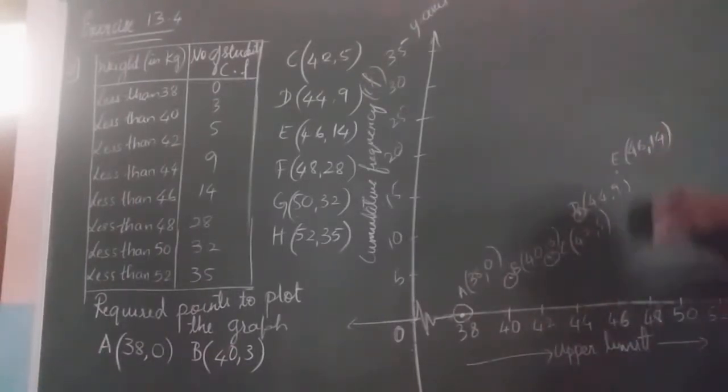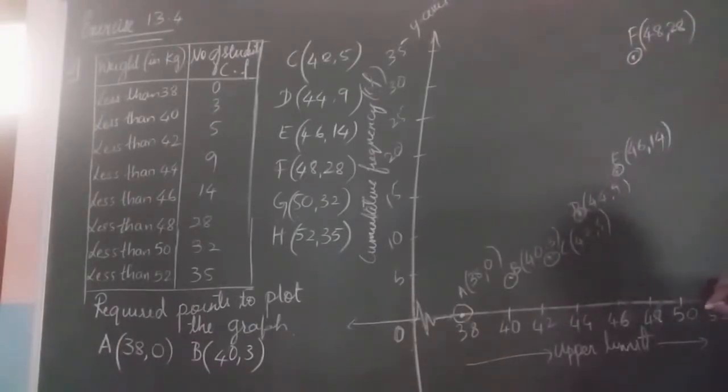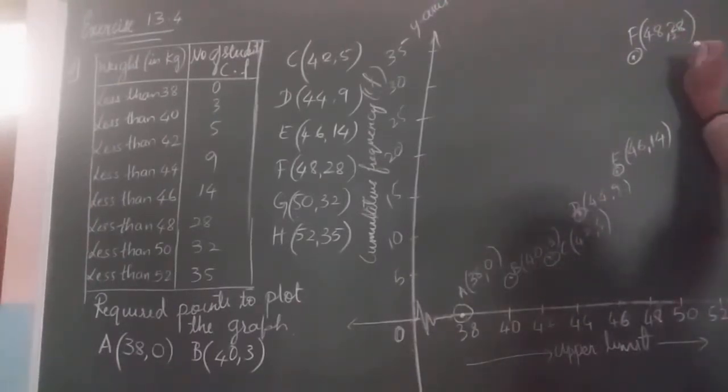8th line, 48 to 28 here. Count it like that, you will get the point. Yes, 48 to 28. Next, G, 50 to 32. 50, 32, 30, exactly 30 here. 31, 32. Two lines is equal to 1.